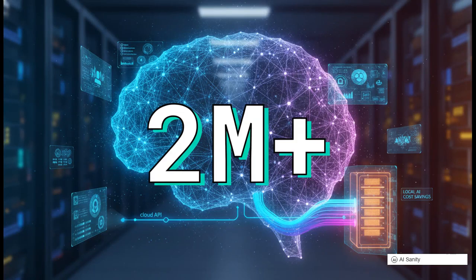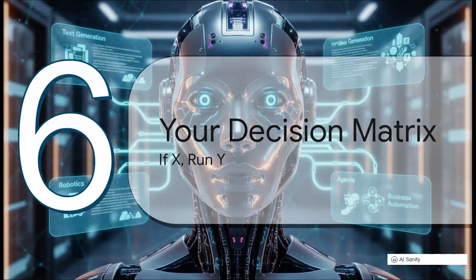But we have to be totally honest about the break-even point here. If your app is running less than 1 million tokens a day, just stick to the cloud API. Honestly, the hardware will just sit idle too often to justify the upfront cost. However, the very second your daily volume crosses that 2 million token threshold, local AI pays for itself in just a matter of months. Which brings us to our final section, your decision matrix.